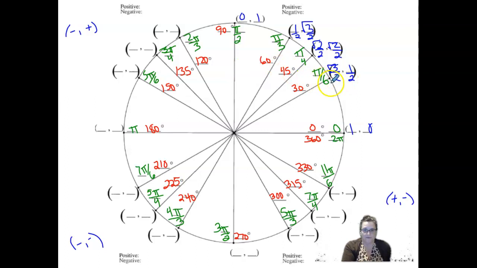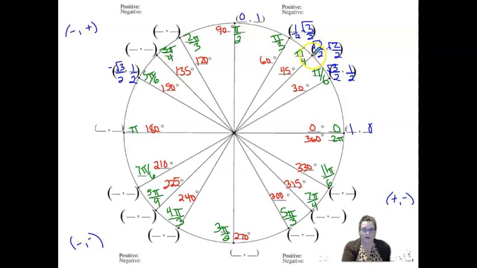So for example, 5 pi over 6, when I reflect that into the second quadrant, the magnitude of the ordered pair stays the same, but the direction is now different for the x. So the x is a negative square root of 3 over 2. The y is positive 1/2.